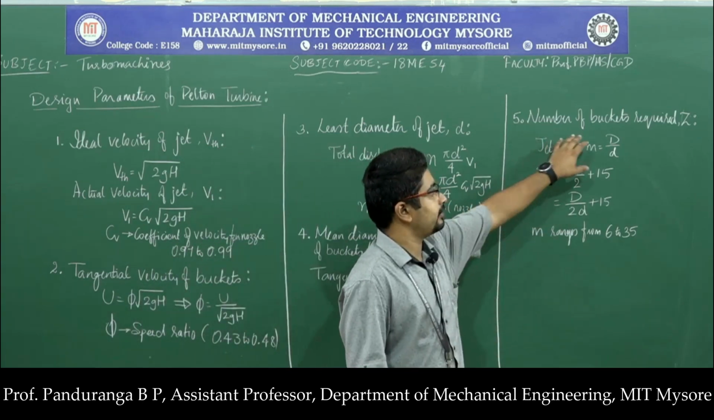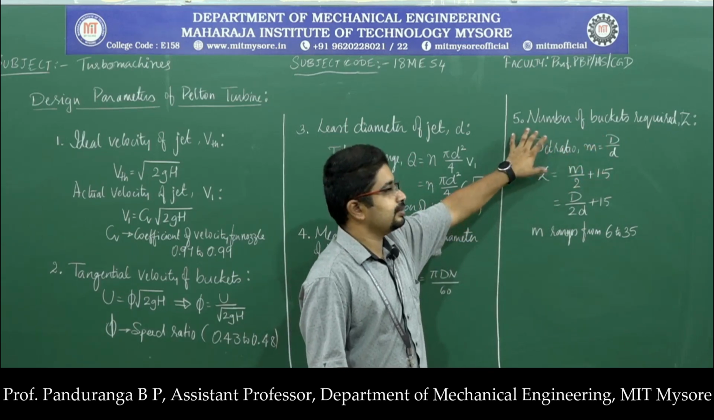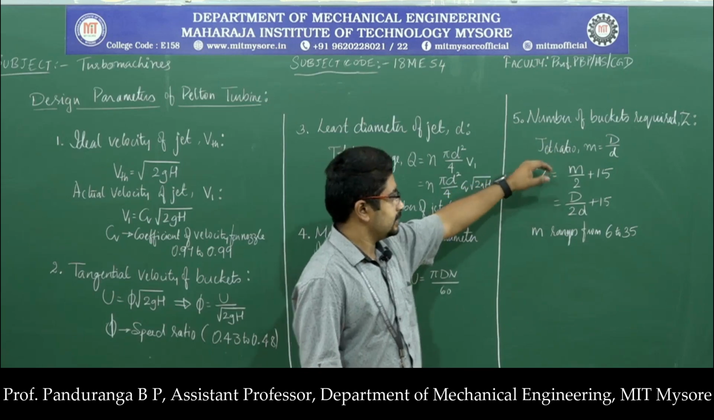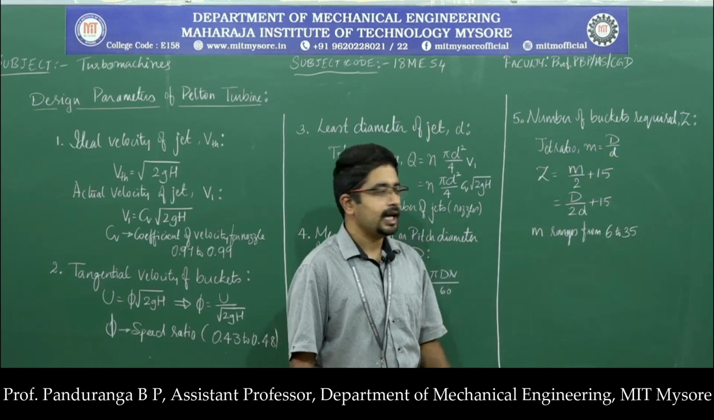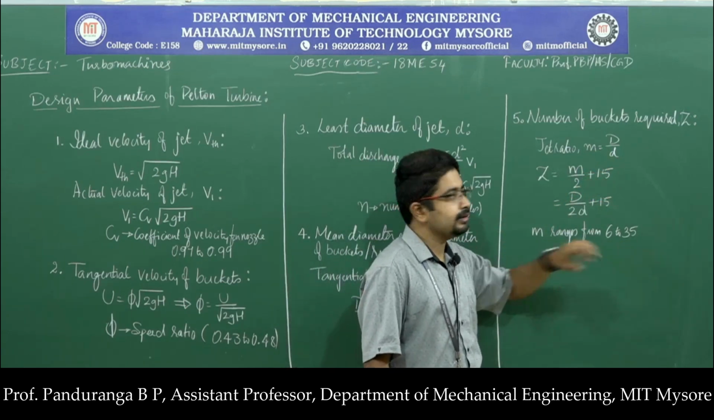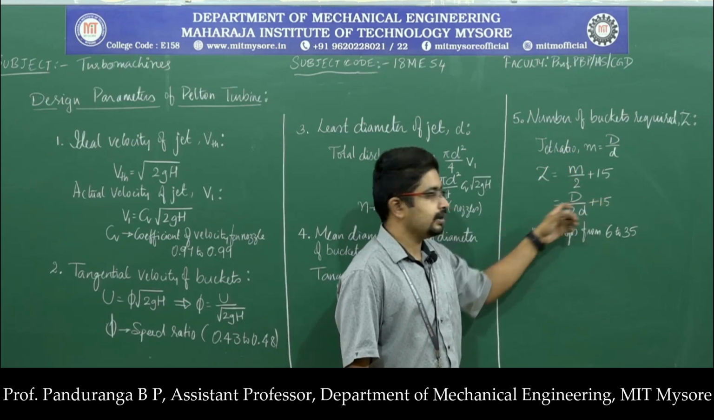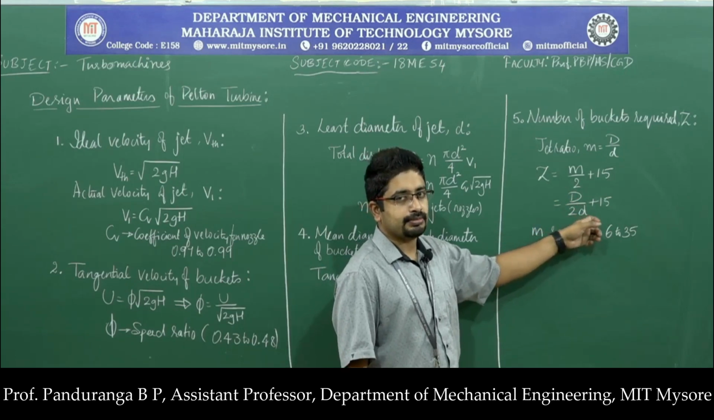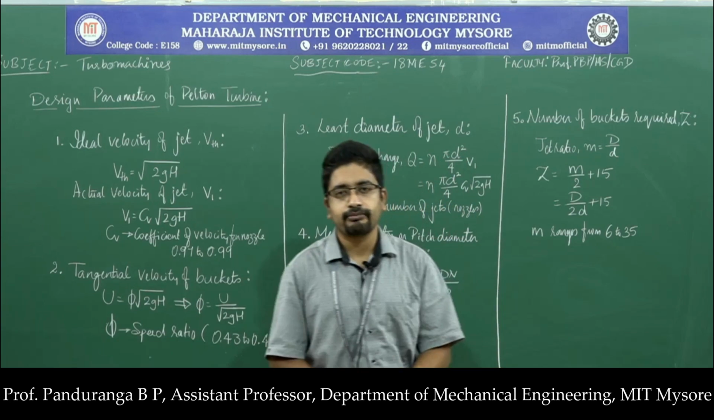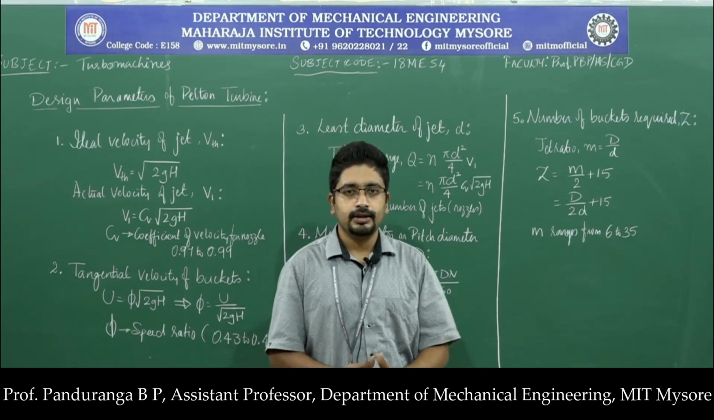And then we have the number of buckets required, denoted by capital Z, and to find this we need the jet ratio, that is M, which is equal to capital D by small d, and that will be in the range of 6 to 35. If you know that, then Z will be equal to M divided by 2 plus 15, or Z will be equal to capital D divided by 2 into small d plus 15. That gives us the number of buckets required. So this completes the theory part of Pelton wheel. Next we will see how to solve problems in this case.